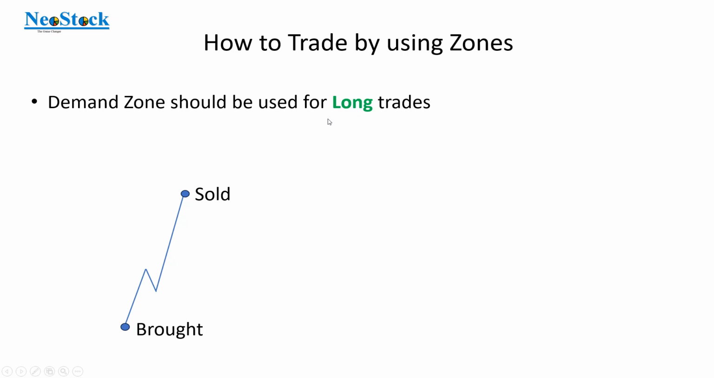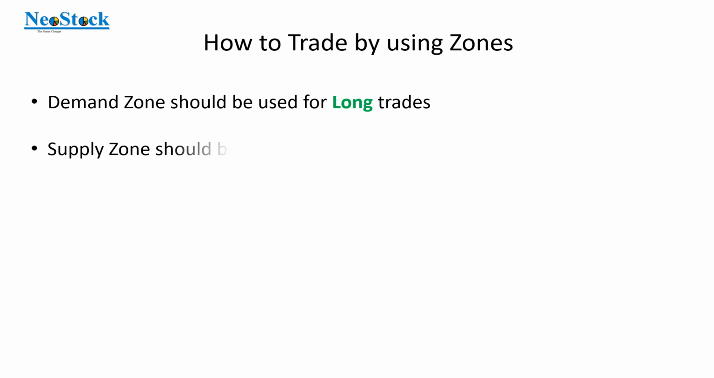When you go for long trades, if prices are going up, you get profit. In case prices are going down, what will happen? You get losses. So always remember these two steps. First we are buying and later we are selling. Such kind of trades are called long trades.